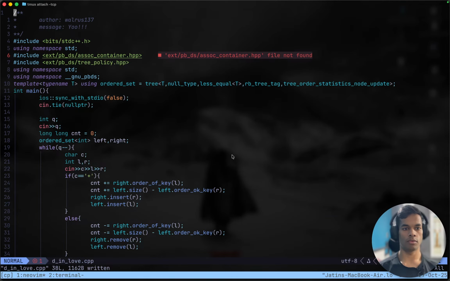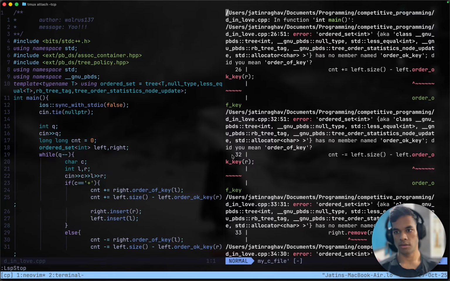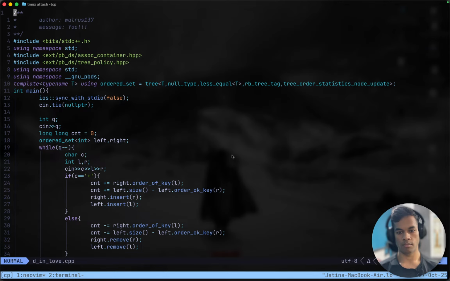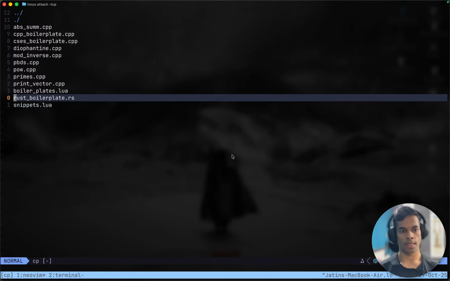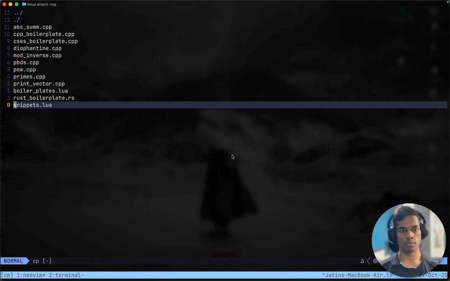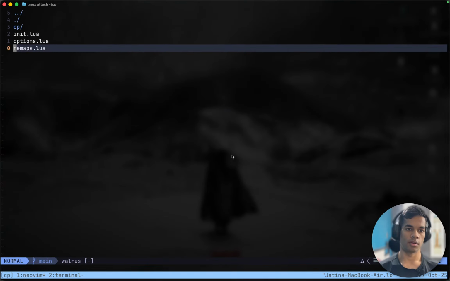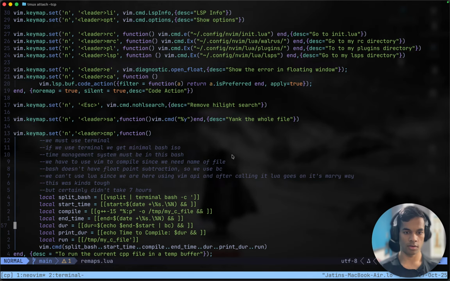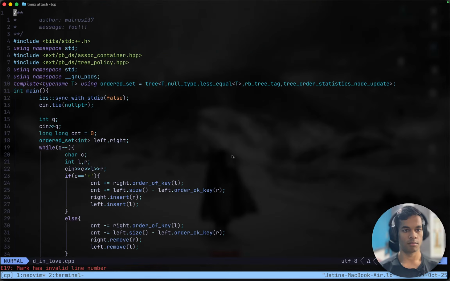Order of key. Let's be top. Compile and run. Snippets.lua, no, boilerplate dot. It is in remap here. Yeah, I am using the latest g++ version for compilation, so this should be working, but it is not.